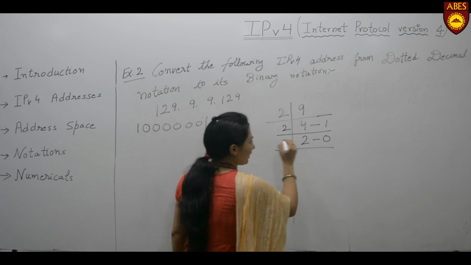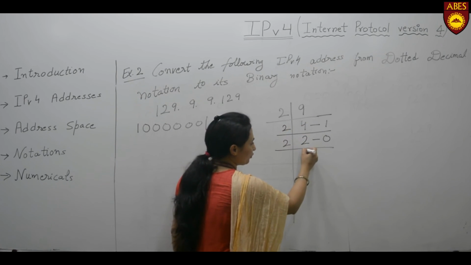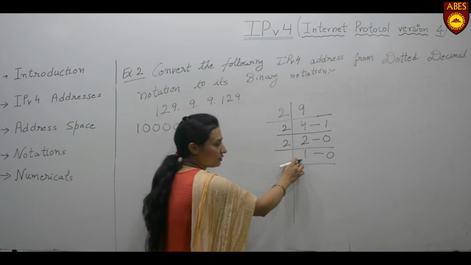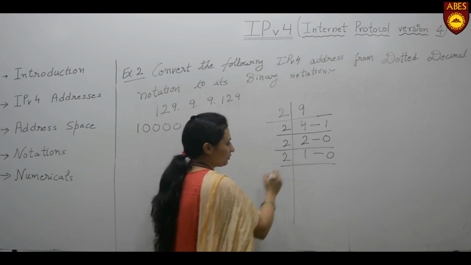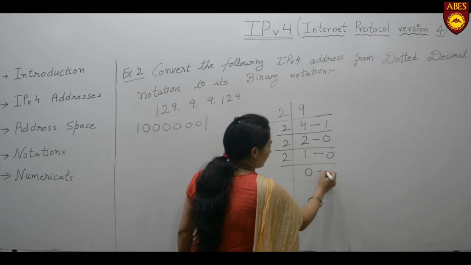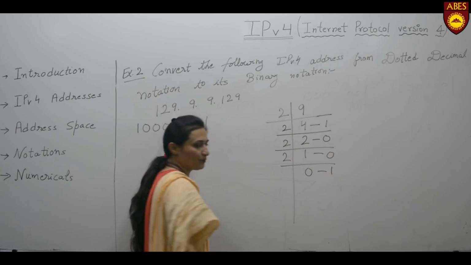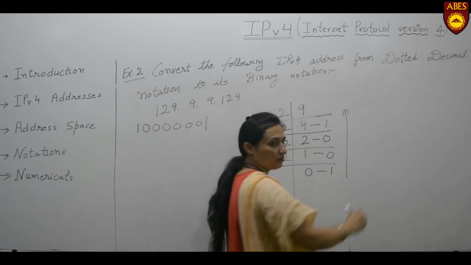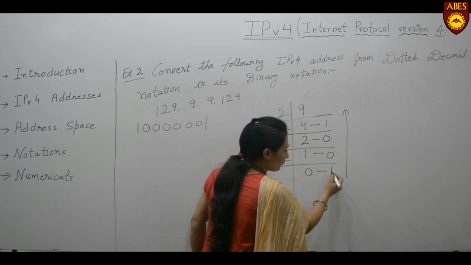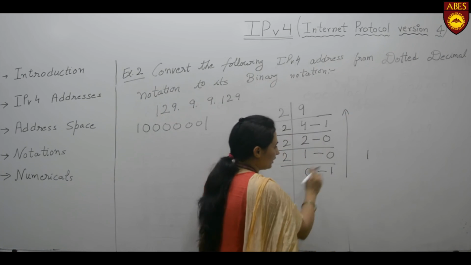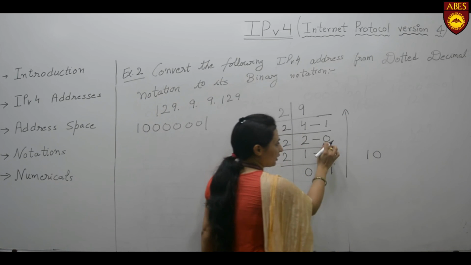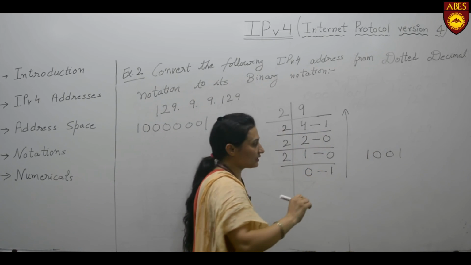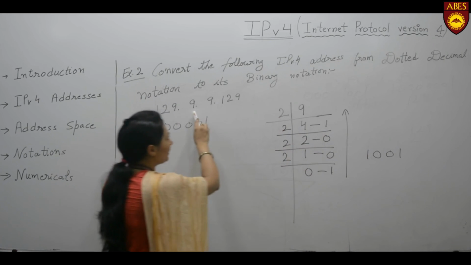Then we will divide it by 2 again. The remainder will come out to be 1. Remainder will come out to be 0. Still it is not 0, so again we have to divide it by 2. Then it comes out to be 0 and here the remainder will be 1. And again we have to take the value from down to upside. That means this 1 will come here, first digit. Second is 0, this one. Third one will come out here and last will be here. So this is the binary equivalent of this number 9.